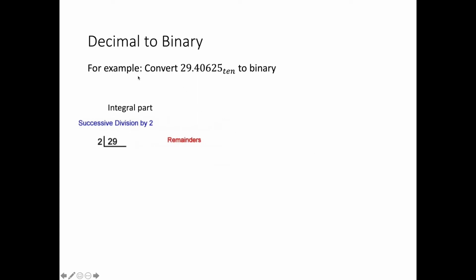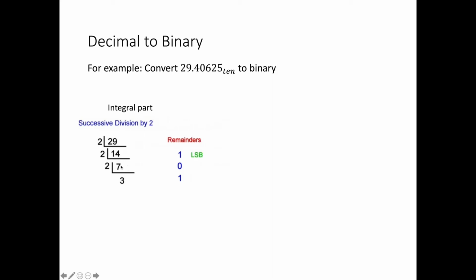So for example, if we try to convert this decimal number to a binary number, for this integer part, 29, we can recursively divide by 2. So 29 divided by 2, we get 14, and the remainder is 1. We mark the remainder there. And next, we keep dividing 14 by 2, then we get a 7, and the remainder is 0.